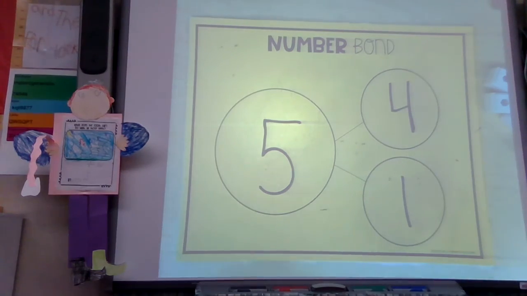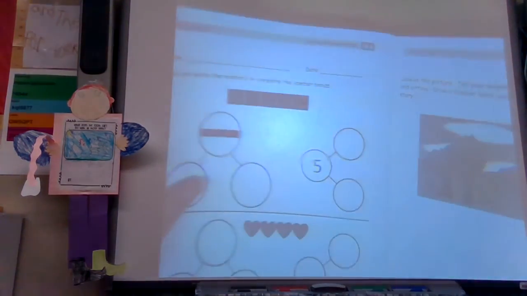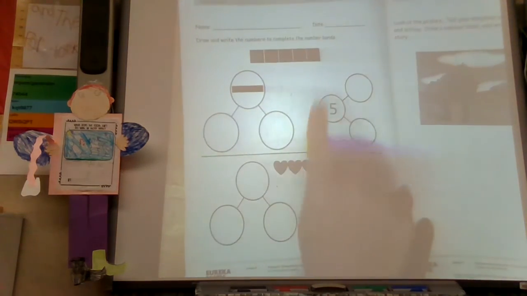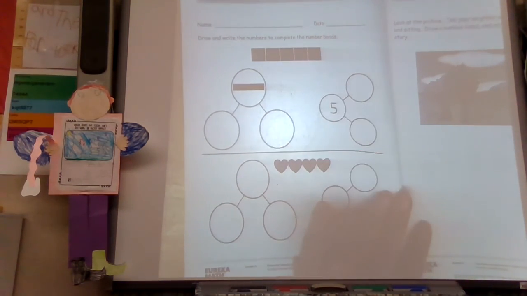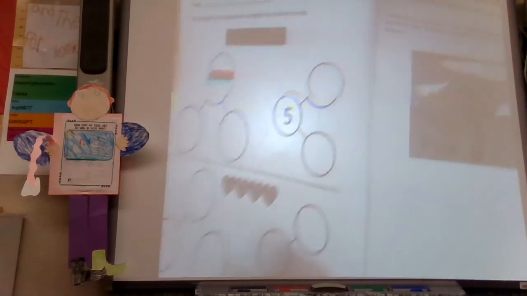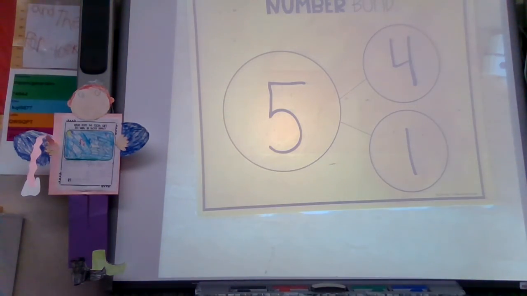You are going to complete the lesson 4 problem set. You're going to do this page. It's asking you to draw and write the numbers to complete the number bonds. When you're done with your work, you can share it with your teacher.